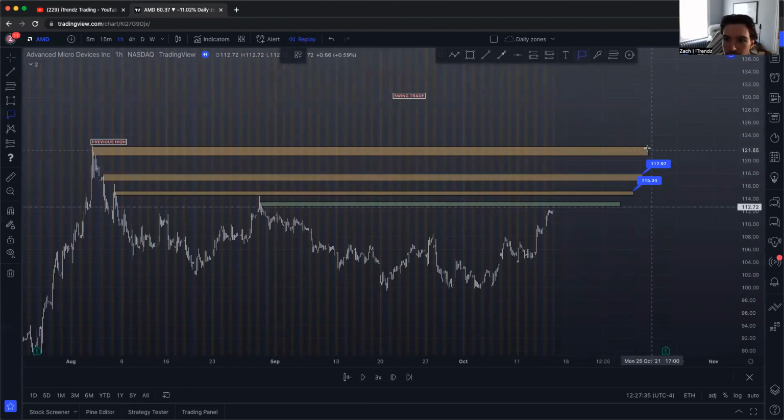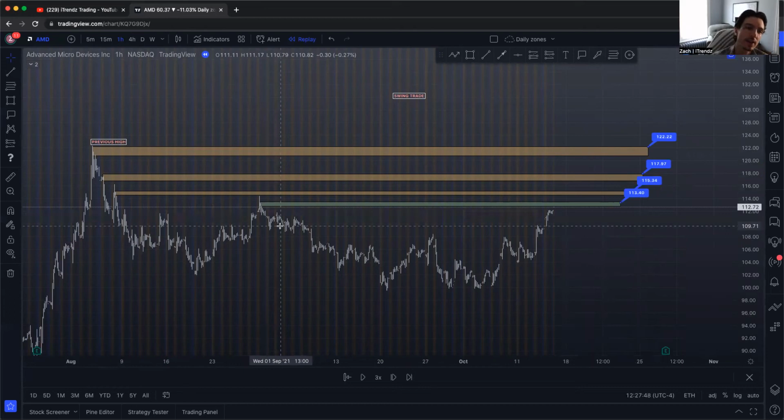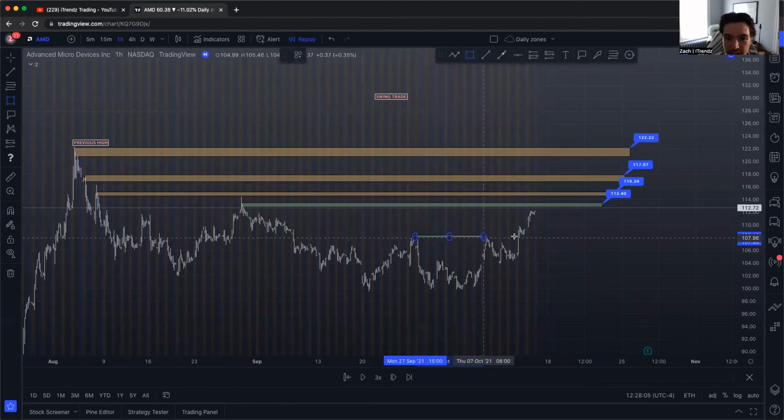Next take profit is 117, and next take profit is 122. You might be asking, when we're looking for take profits on a swing trade, you have to look at the structure. You have to look at what was your most recent low, what was your most recent previous high, right? You don't want the stock to fall below any levels.